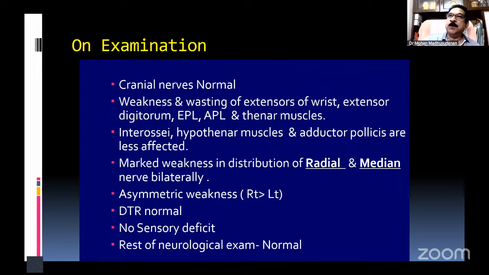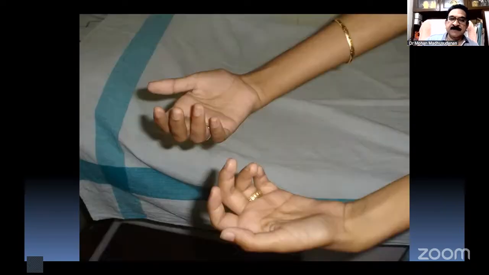Sensory examination was normal, no sensory deficit, and the rest of the neurological examination was normal. This is the hand of the patient. It shows a bilateral wrist drop, wrist and finger drop. And this is the palm. You can find mild wasting of the interossei and thenar muscles. And this is how she was keeping her hand when you lift up the upper limb.